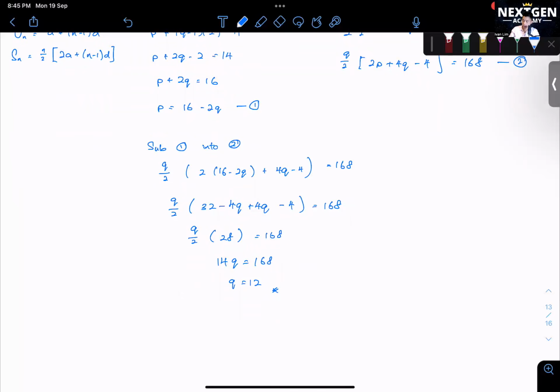Okay, I got my Q already. So just sub in from equation 1. Sub in, P equals 16 minus 2 times 12, which you will get negative 8. So P equals negative 8, Q equals 12.